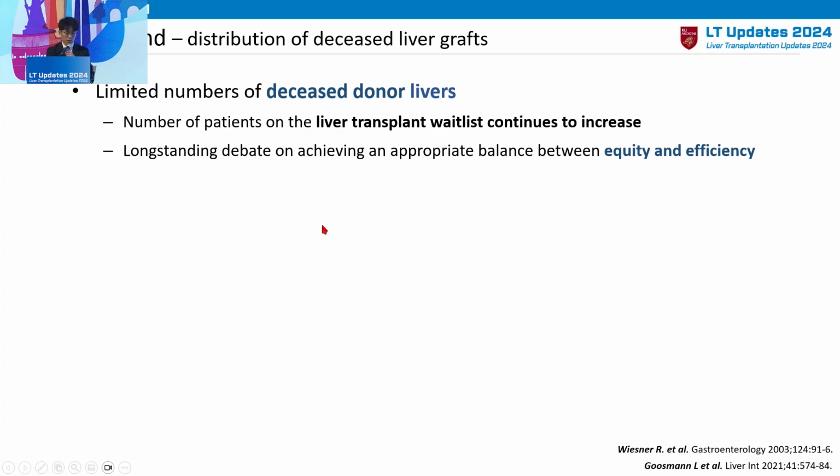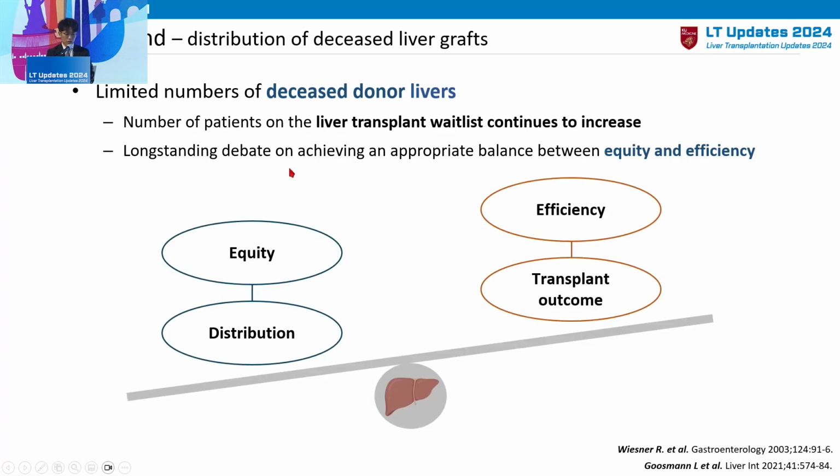Although the pool of living and deceased donors has remained stable for years, the number of patients on the wait list continues to increase globally. Consequently, the distribution of the limited number of deceased donor livers has led to a serious debate on achieving an appropriate balance between equity and efficiency.